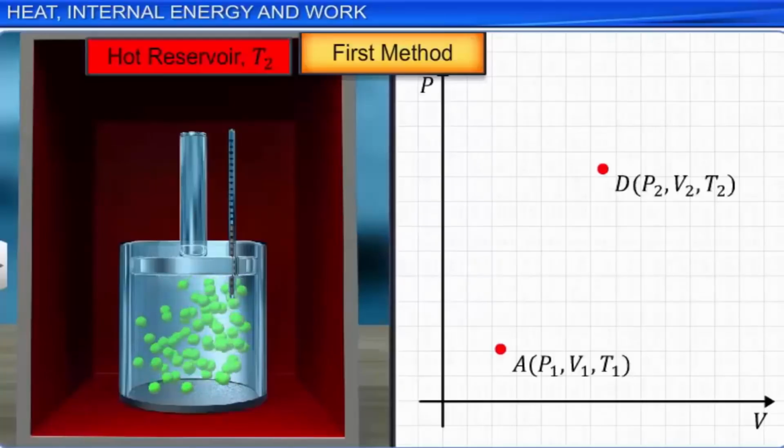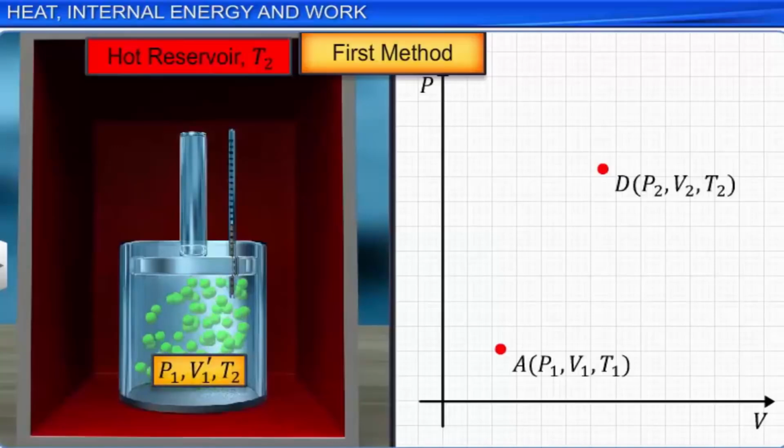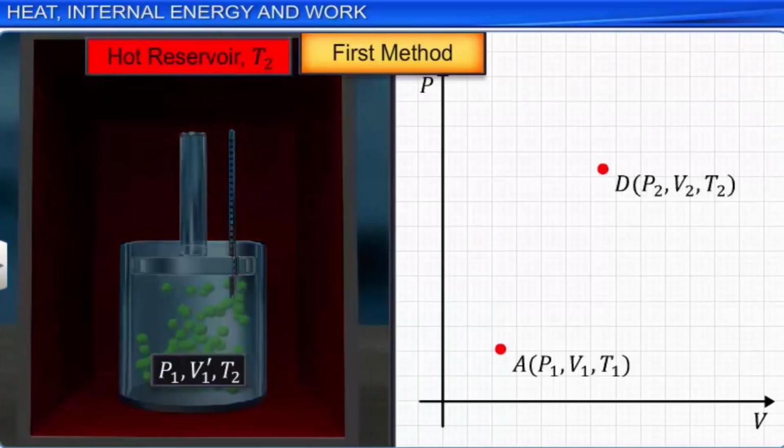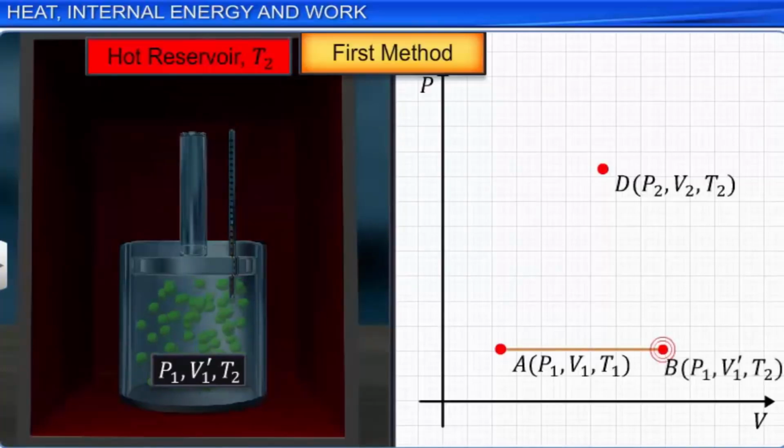After sufficient time, the gas may be at a new state, identified by P1, V1, T2, and represented by point B in the PV graph. The curve AB represents the process of changing the state of the gas from P1, V1, T1 to P1, V1, T2.